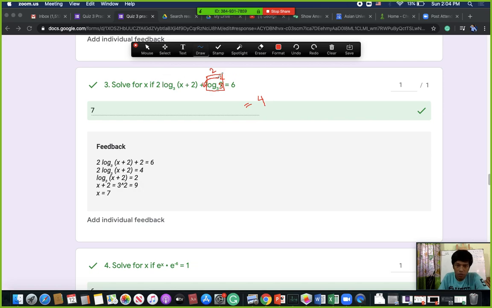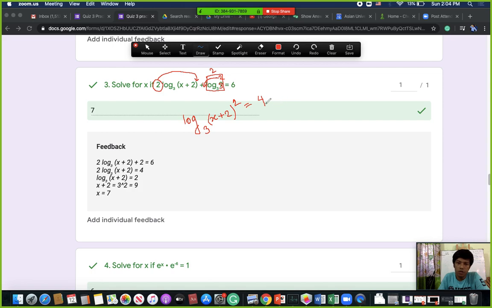And this side, as you already know from this property, this number can go as the power again if necessary, because if it is a power, then it can go back. I mean, this number can move in the power position or in the front position. So it will be log base 3 of (x plus 2) whole square. So it will be x plus 2 whole square.